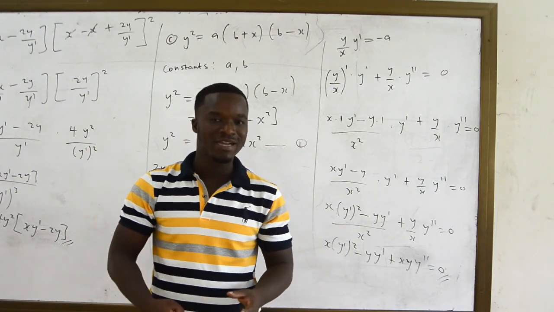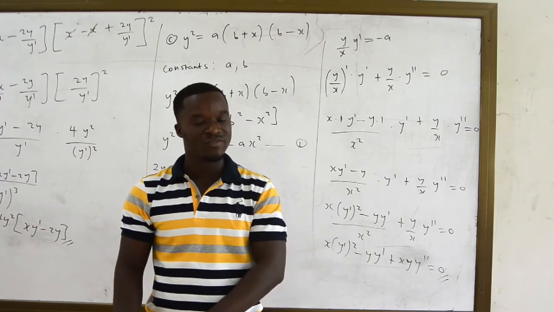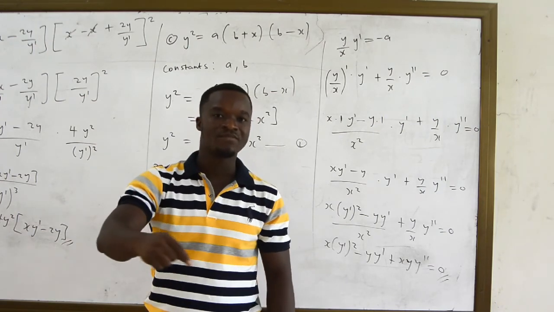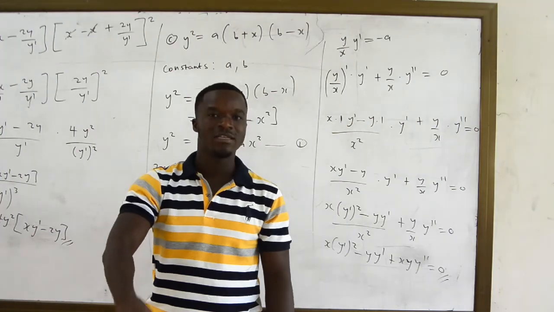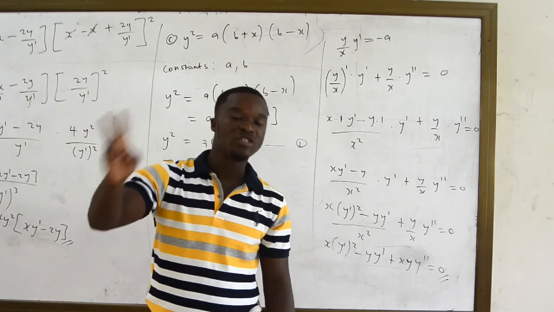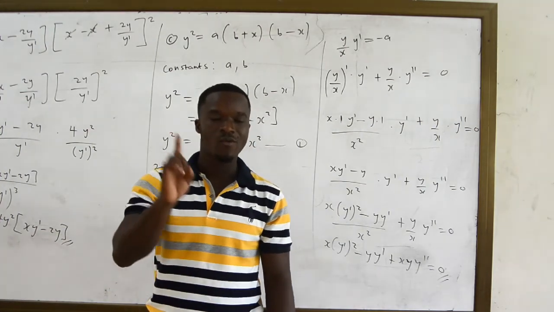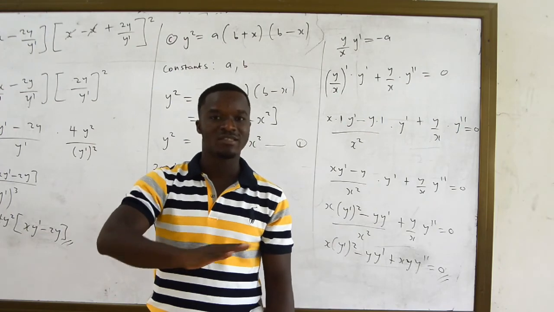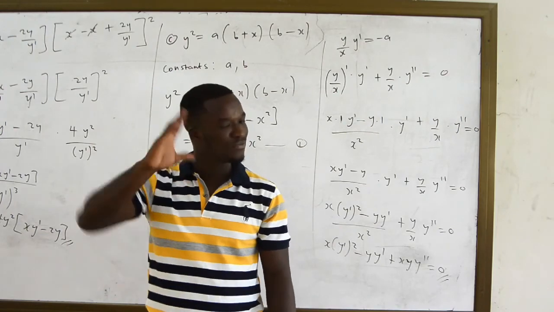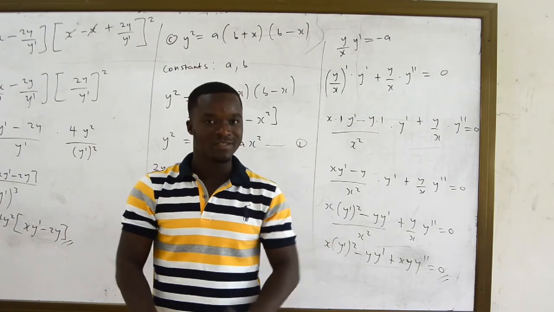So anytime you form a differential equation by elimination of arbitrary constants, consider the number of constants. If you have two constants, you have to differentiate your function two times. If you have one constant, you have to differentiate your function just once. If you have infinite constants, you have to differentiate your function infinite times.